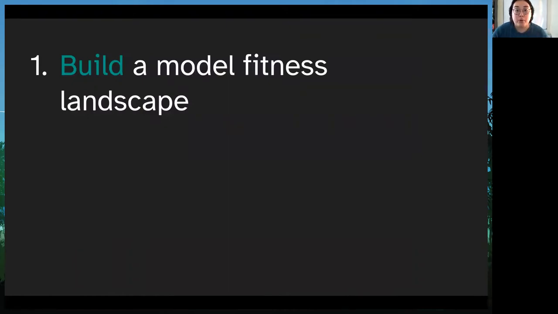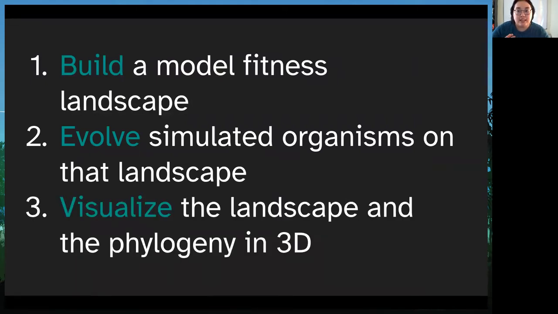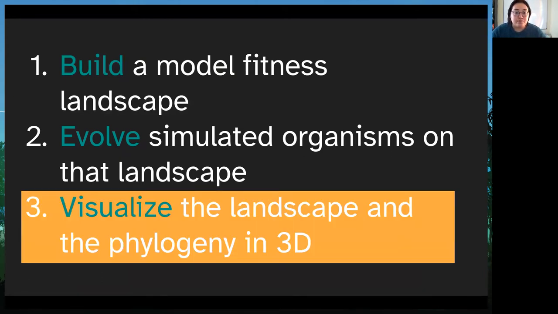So to recap how we did this, we built a model fitness landscape based off of some parameters, evolved simulated organisms on that landscape, and then visualized the landscape and the phylogeny of the evolved organisms in 3 dimensions. Now, while these first 2 steps are really interesting, and I'm really happy to talk more about them afterwards if you contact me through one of the methods I'll give you at the end of this talk, I'm really going to focus here for the rest of this presentation on this visualization aspect.